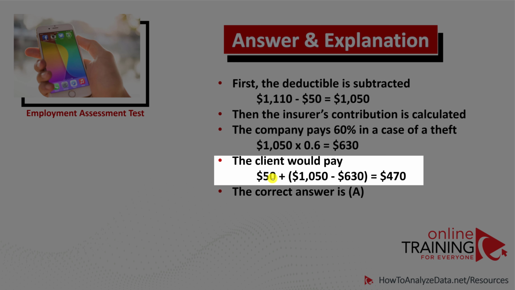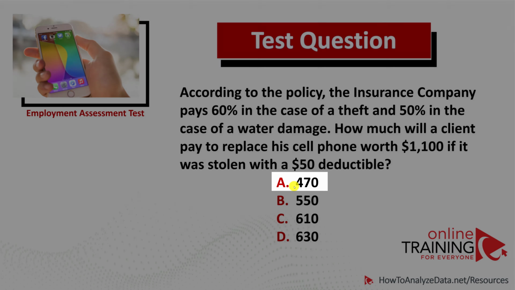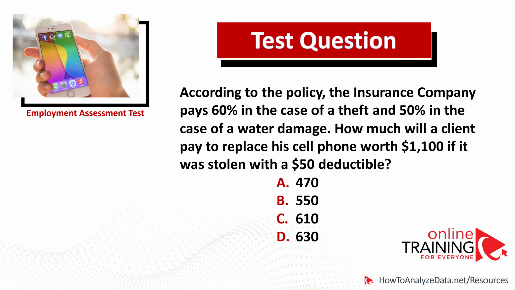The client would pay the deductible in the amount of $50, and whatever is left after the insurance payment, which is $1,050 minus $630, and the amount the client will pay is $470. So the correct answer is A, $470. Hopefully you've nailed this question.